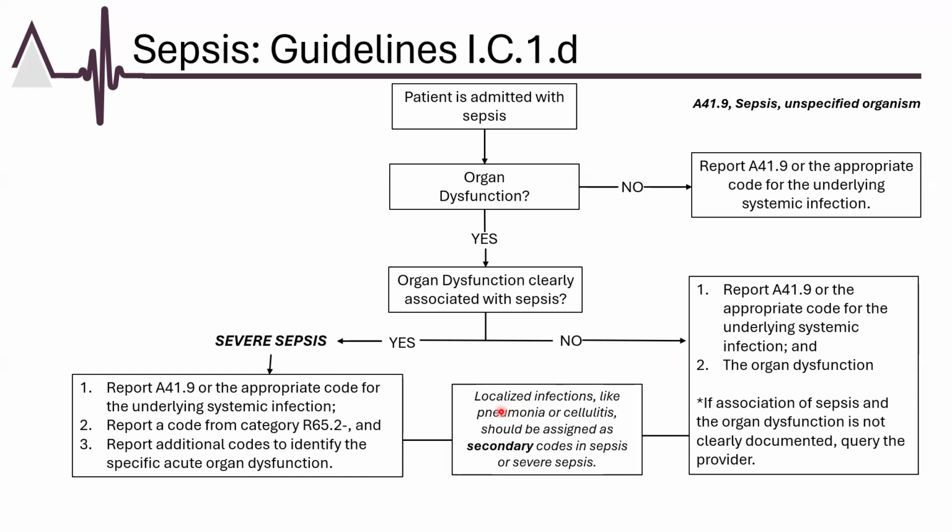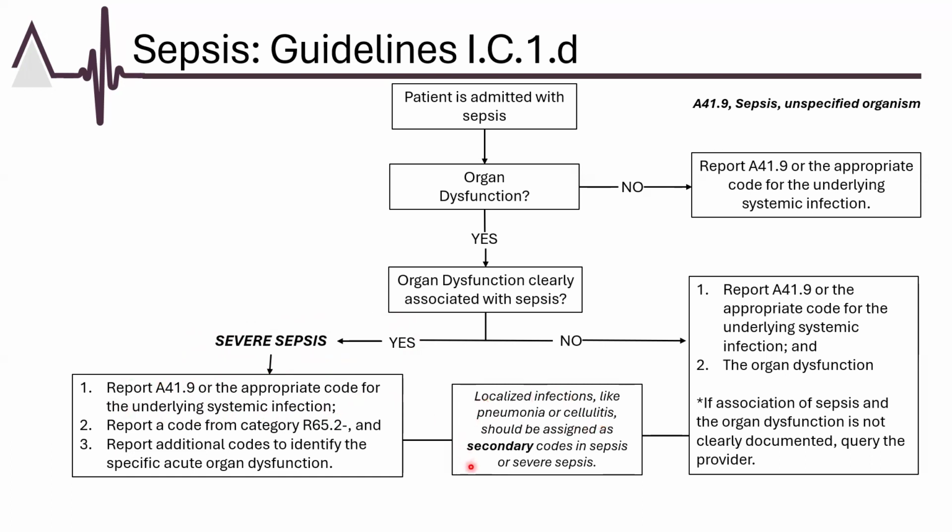Our question states the severe sepsis has caused the pneumonia and the acute renal failure, so our answer is yes. When you answer yes to this question, it automatically becomes severe sepsis, and then certain codes must be reported. When severe sepsis is reported, you first want to report the sepsis code, either A41.1 if the organism is unspecified, or in our case, A40.1 for the specified organism of strep B.